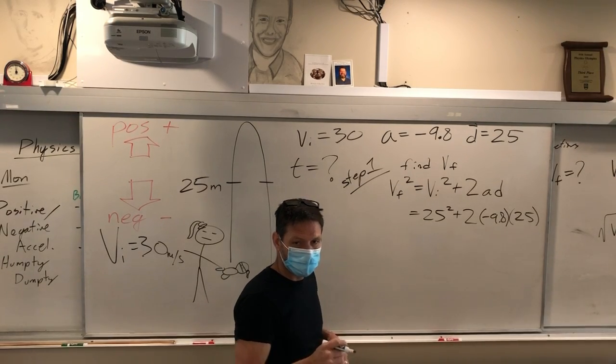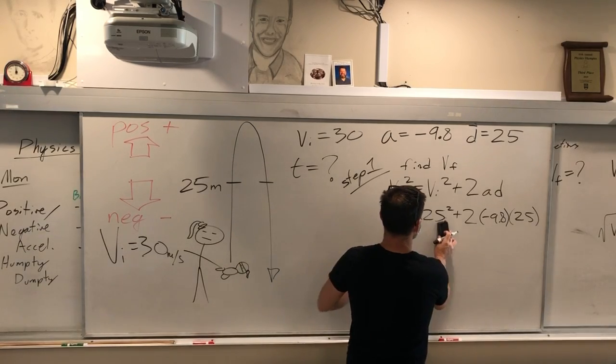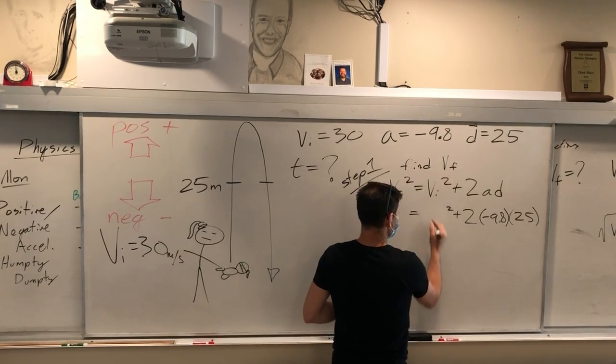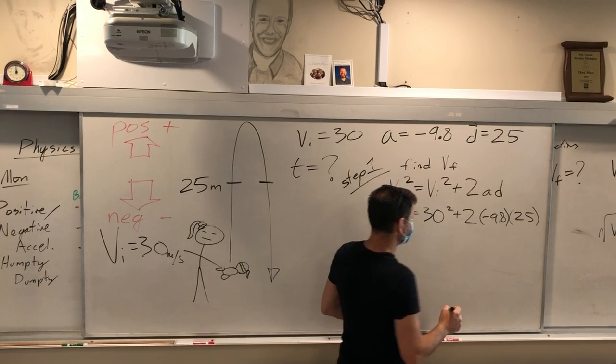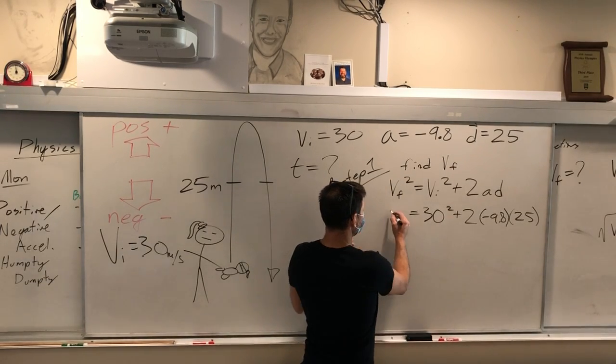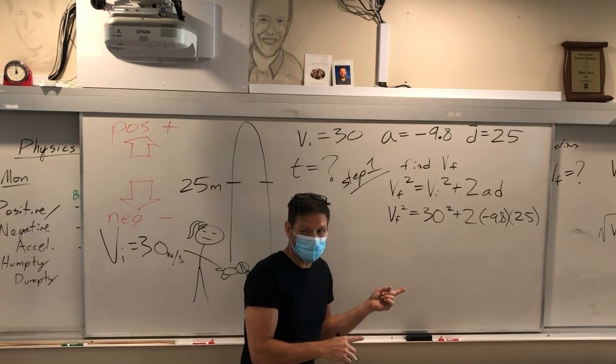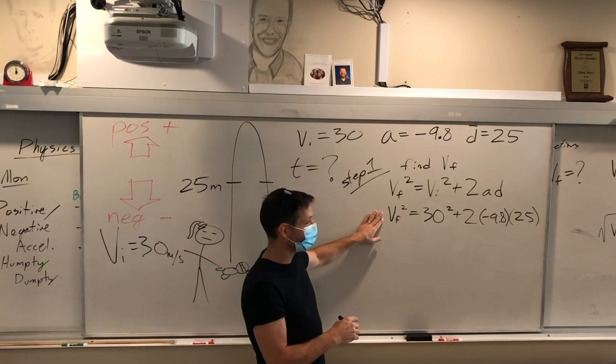Now, what? Oh, it's 30, thank you. 25 is displacement. Thank you, Yasmin. This is 30. That makes it easier, actually. So this is going to find VF squared for us, right? So what do we need to do to find VF?